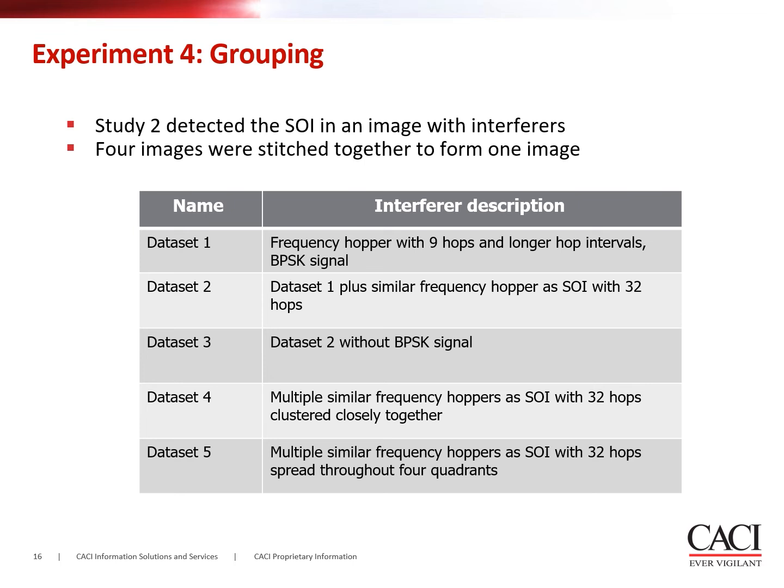The interferers are described in the table. The frequency hopper stayed consistent for datasets 1 through 3, but the interferers were changed. For datasets 4 and 5, the signal of interest was either condensed or spread out, which was used as a step to eliminate the obvious delineation between the signal of interest and the interferers.